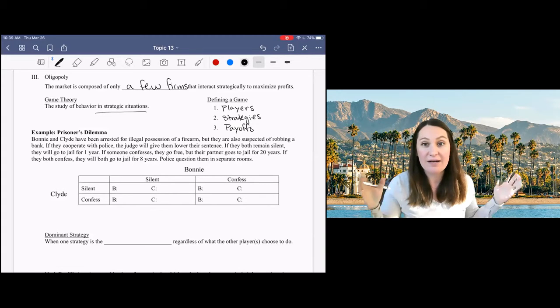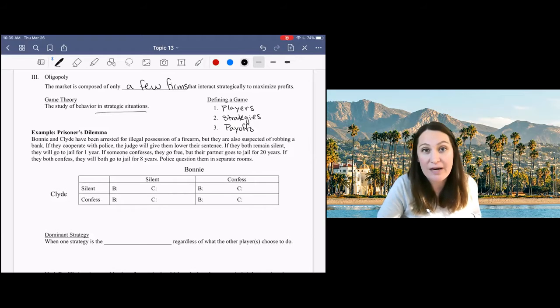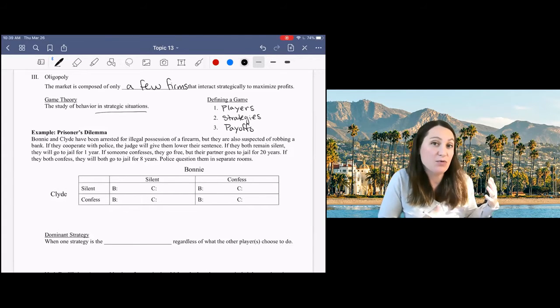So Bonnie and Clyde don't know what their accomplice is going to tell the police when they have to make their decision. And that's kind of a key part of this problem. Each person makes their decision independently, not knowing what the other player is going to do. The payoffs here are, if they both remain silent, so they don't confess to any crime, the police really only have enough evidence to charge them with the illegal possession of a firearm, and they'll each go to jail for 1 year.